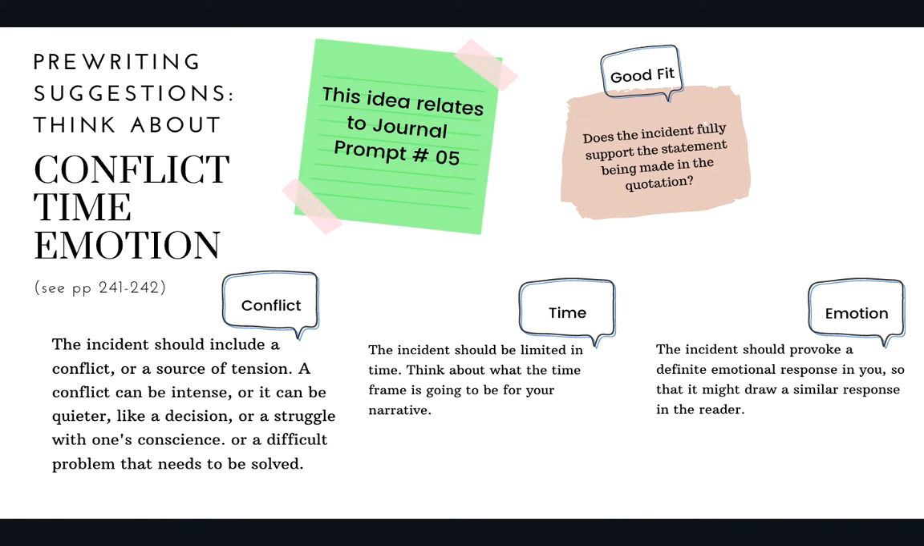So here are some pre-writing suggestions as you think about conflict, time, and emotion. Again, this is for journal prompt 5. Conflict. The incident should include a conflict or a source of tension. A conflict can be intense or it can be quieter, like a decision or a struggle with one's conscience, or a difficult problem that needs to be solved.